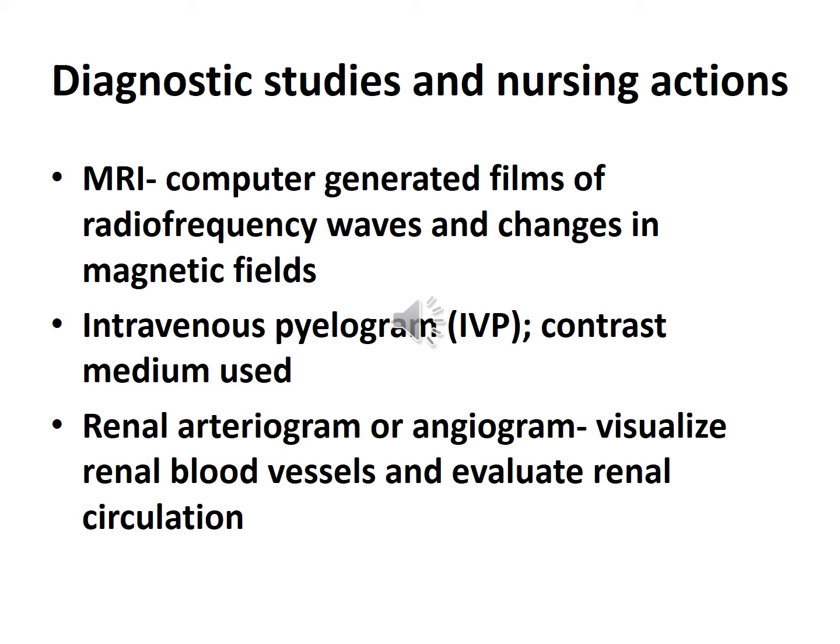And then the renal arteriogram. This is used to detect renal artery stenosis, thrombosis, or embolism, tumors, cysts, or aneurysm, or when we're evaluating a patient with primary hypertension. A contrast medium is injected through a catheter into the femoral artery that's threaded up to the aorta and into the renal arteries.